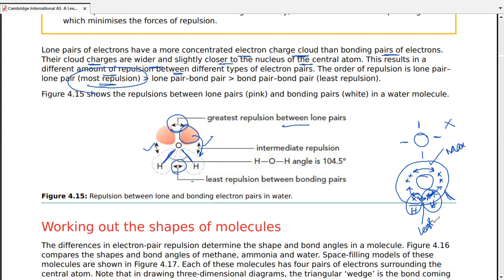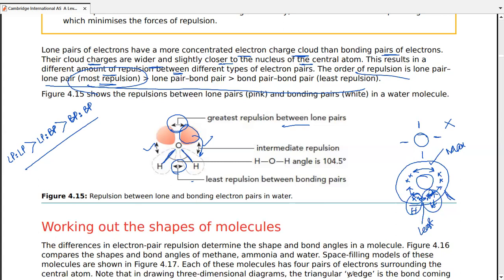All right? Yes, sir. So what we ask our students is to remember this order, this entire order. And we usually write it like this. LP stands for lone pair, has the greatest repulsion. Then BP stands for a bond pair. And the least one would be a BP-BP, since both bond pairs would have least repulsion. Right?